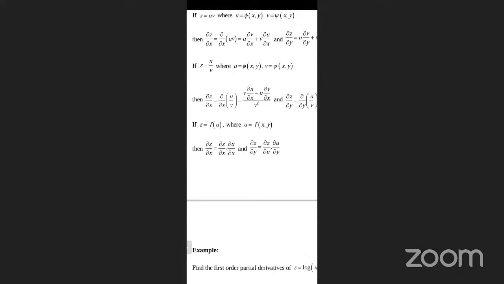If z is a function of u and v, where u is a function of x, y and v is a function of phi of x, y, then for that kind of problem, the derivative will be given by dou z by dou x is dou by dou x of u by v. So here apply the u by v formula. Of course, these are common derivatives. Just go through it, with respect to partial differentiation, use the uv formula and the u by v formula in the same way. And of course, these are the examples.